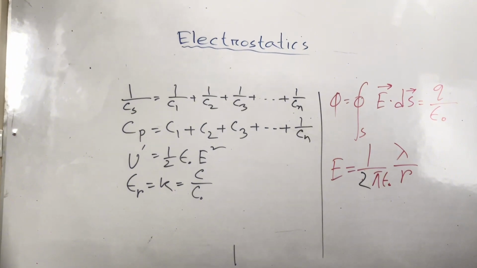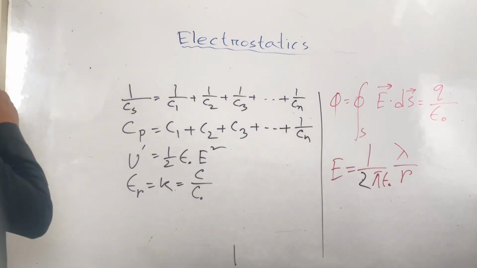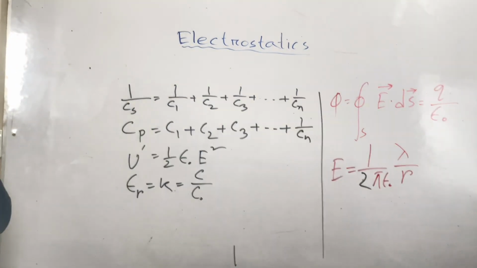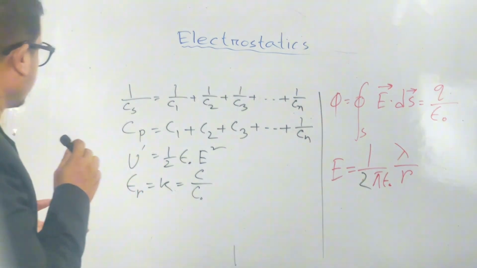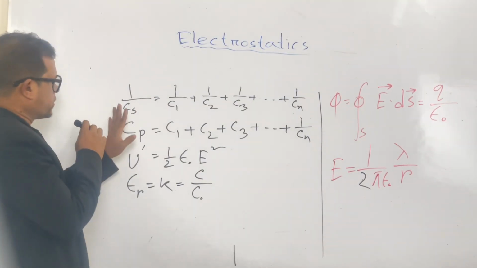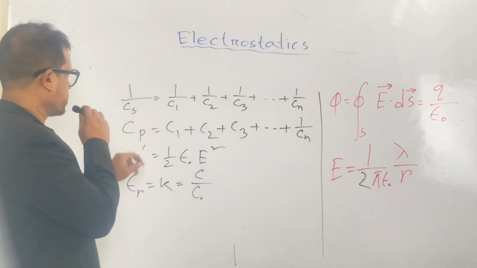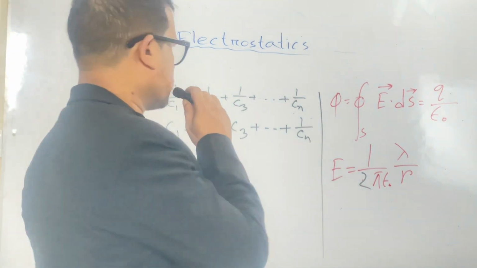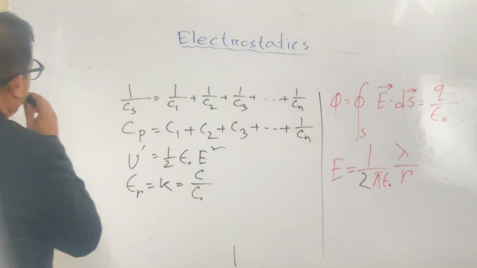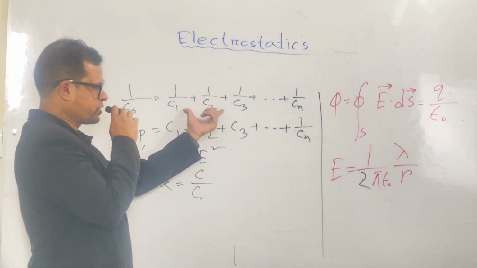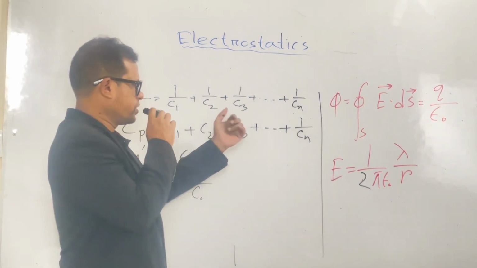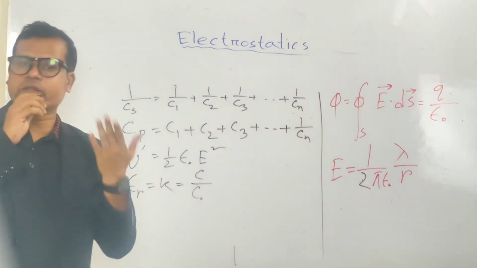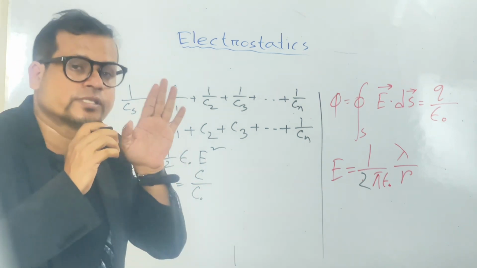1 over Cs equal to 1 over C1 plus 1 over C2 plus 1 over C3 plus dot dot dot plus 1 over Cn. This is the capacitance due to the connection in series. When we consider capacitors connected in series, we apply this formula. C1 is the capacitance of the first capacitor, C2 of the second, C3 of the third, and Cn is the capacitance of the nth capacitor, which are connected in series.